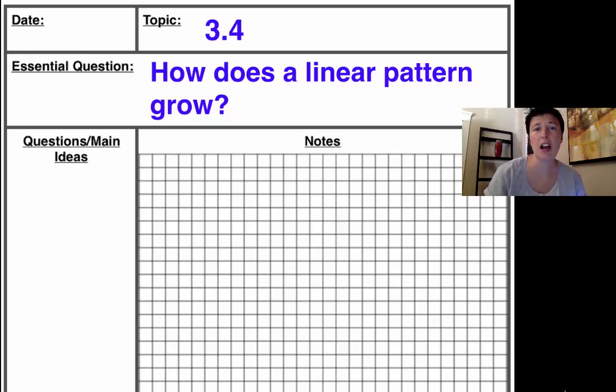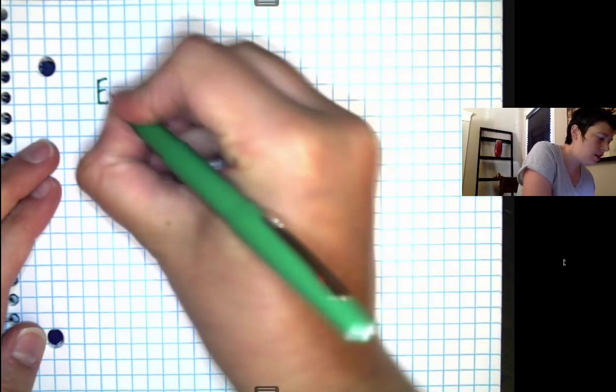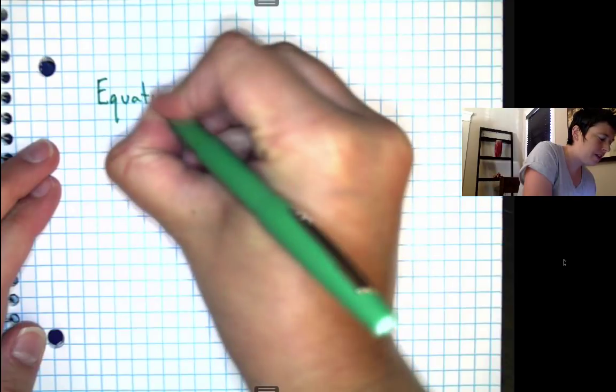And to make things easier, I'm going to switch screens. Okay, so to get us going here, we're going to approach this linear growth looking at it through different lenses, the different representations. And one of those ways is to start with an equation. So we're going to write equation. So go ahead and write that in your notes.